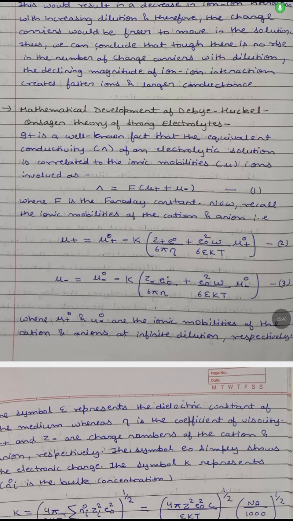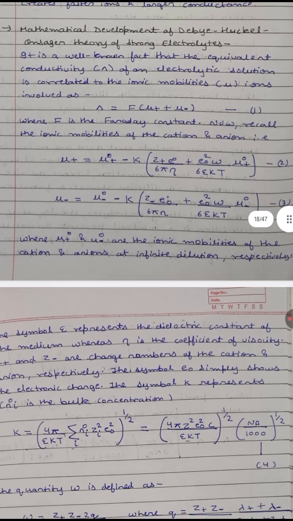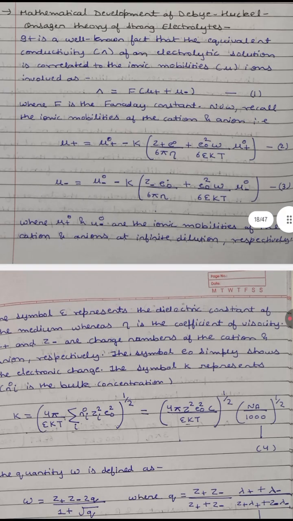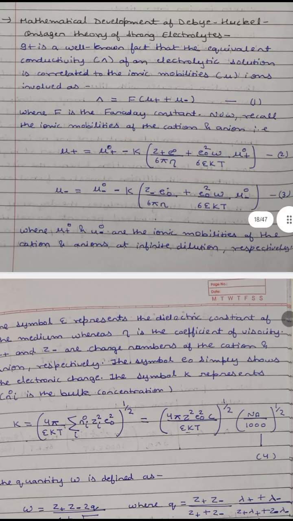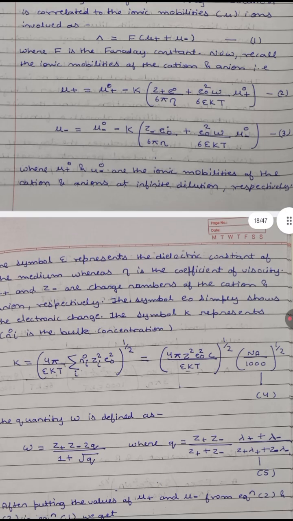Next topic is mathematical development of Debye-Huckel-Onsager theory of strong electrolytes. It is a well-known fact that the equivalent conductivity of an electrolytic solution is correlated to the ionic mobilities μ+ and μ- of the ions involved as λ = F(μ+ + μ-), equation 1, where F is the Faraday constant.